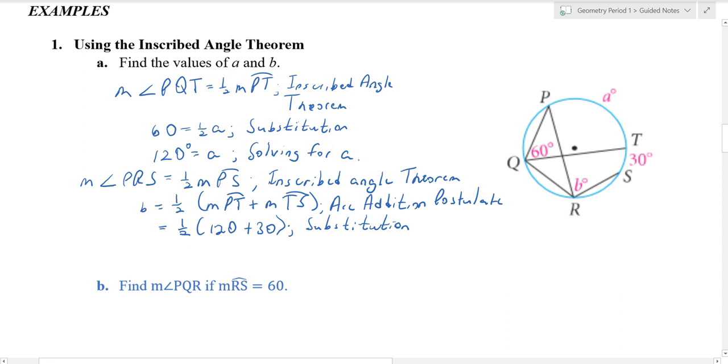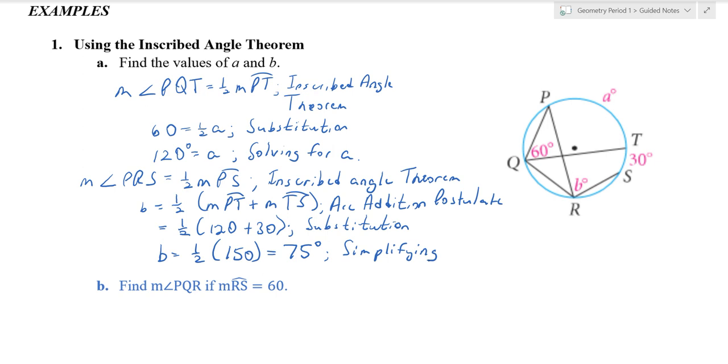And then we just go ahead and simplify this, and we get that B equals 1/2 of 150, which gives me 75. B is an angle, so that needs to be in degrees, and that is because we simplified. So we get this by simplifying. And that's how we get both A and B.